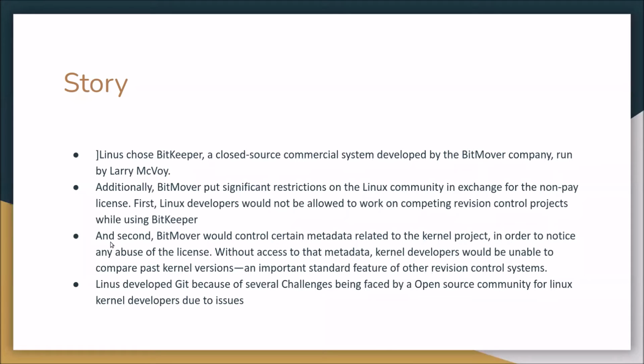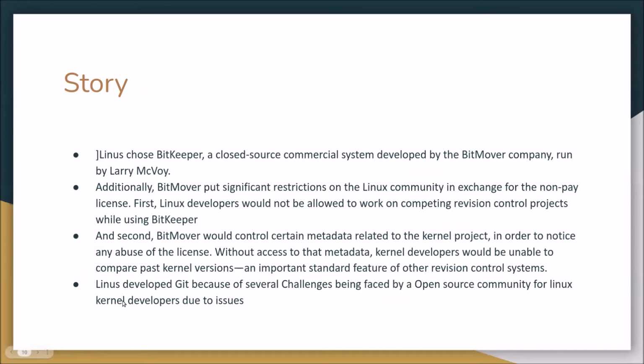That's not right. And second, Bitmover would control certain metadata related to the kernel project. So in order to notice any abuse of the license, without any access to the metadata, kernel developers would be unable to compare past kernel versions. And that is a very important standard feature of any revision control system. If I want to compare my current patch with a patch committed by someone else 2 or 3 days ago, that kind of feature was not available in BitKeeper because they put restrictions on it. It's not that the feature was not available in BitKeeper, but Bitmover put that restriction on the community.